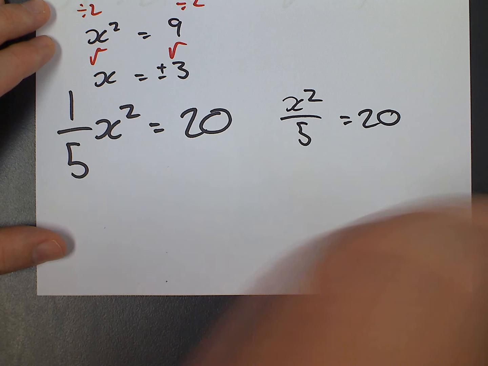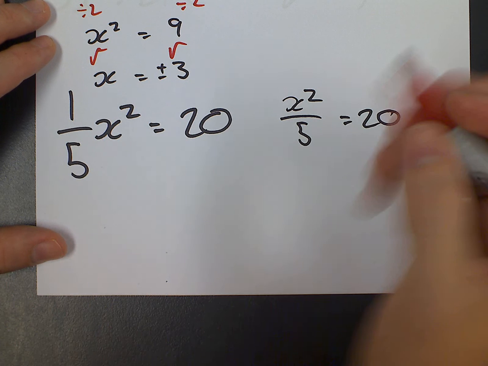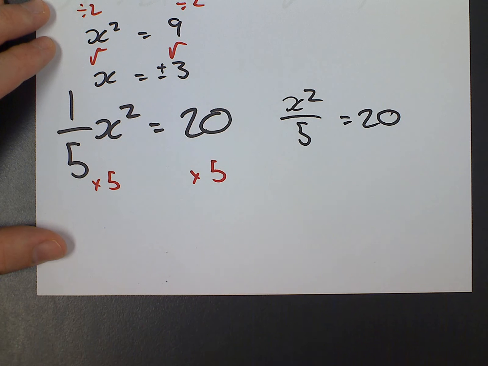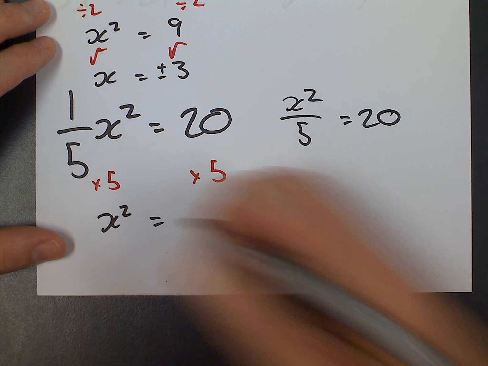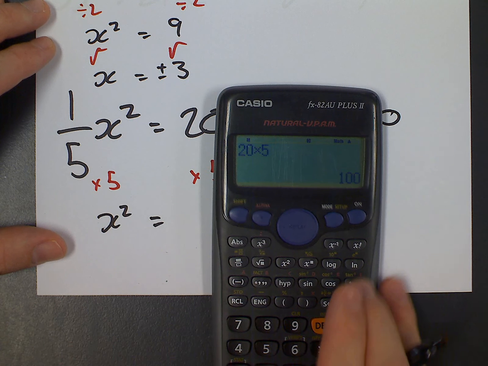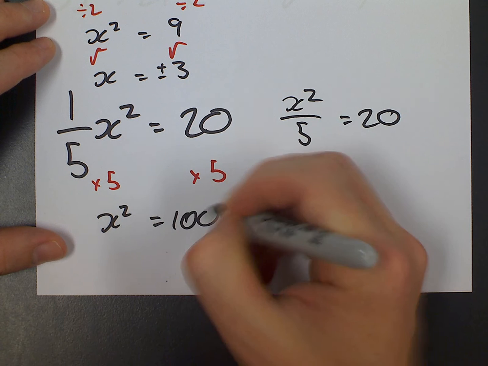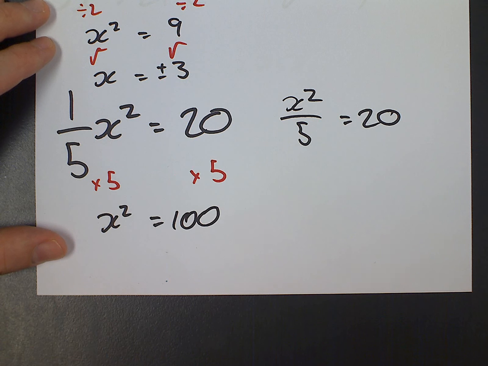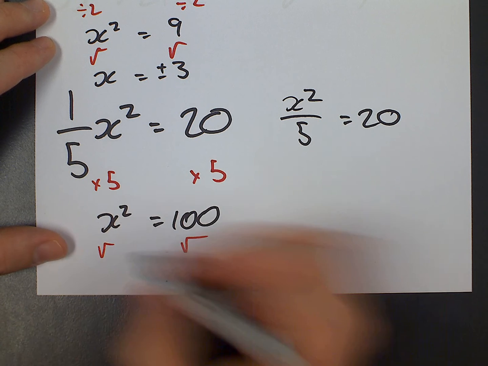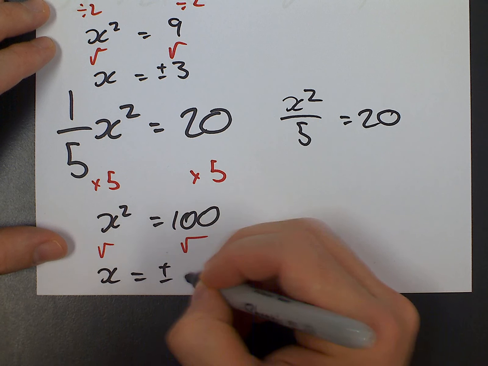If we times both sides by 5, it'll cancel out that fraction. So we'll be left with x squared. 20 times 5 should be 100. Just double check that. Yes, it is. And the square root of 100, we're going to square root both sides. So x will equal plus and minus 10.